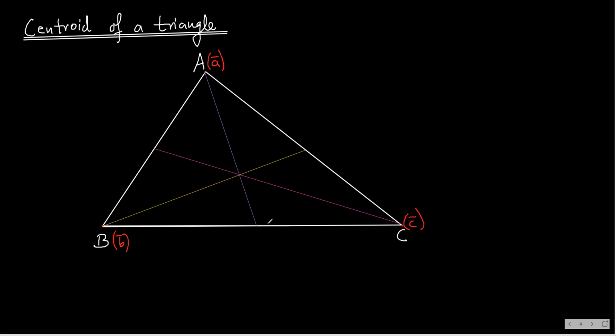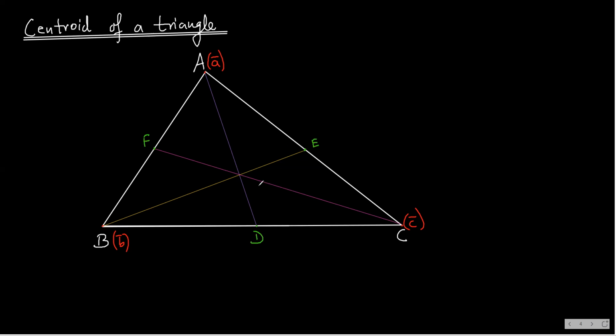Now here I see three medians of the triangle. I have a point D, which is the midpoint of segment BC. When I join the vertex A with the midpoint D, I get one median of the triangle. Here I have another point E, which is the midpoint of segment AC, and hence BE is another median. And finally, here I have point F, which is the midpoint of AB. So CF is the third median.